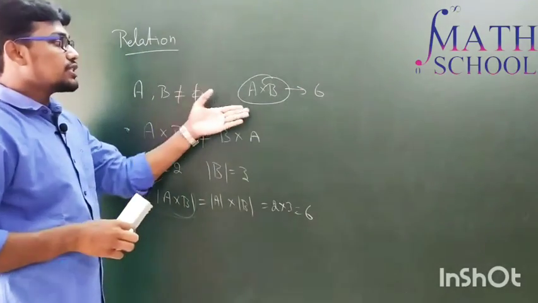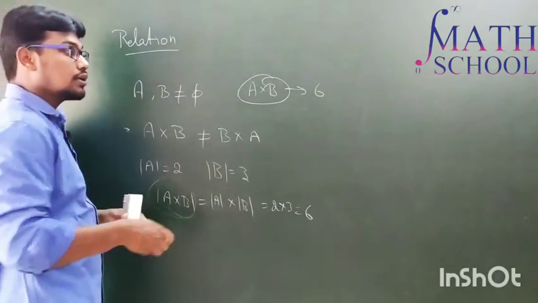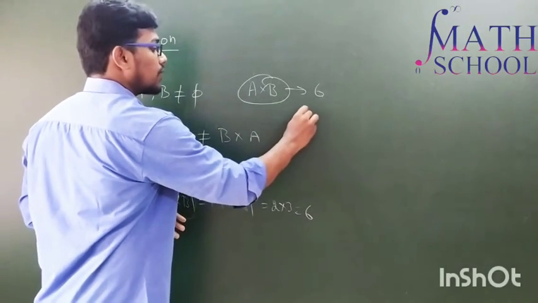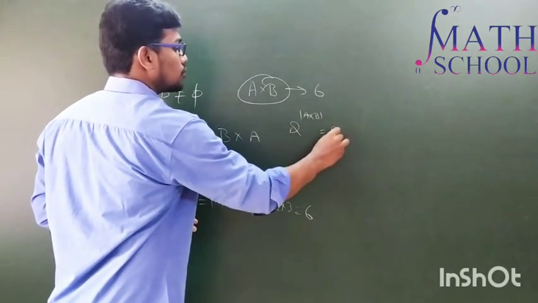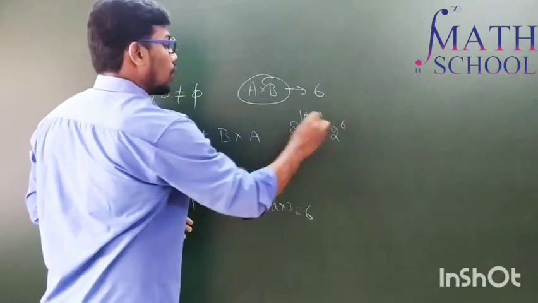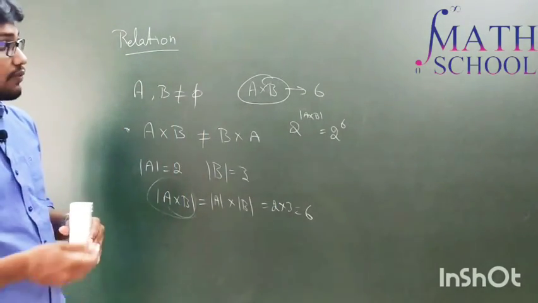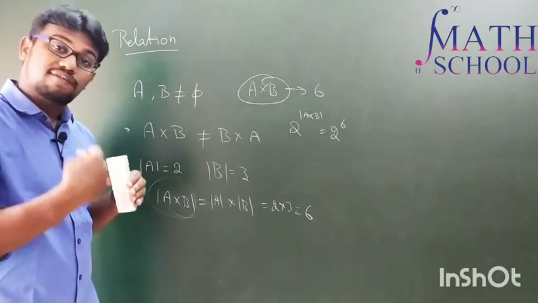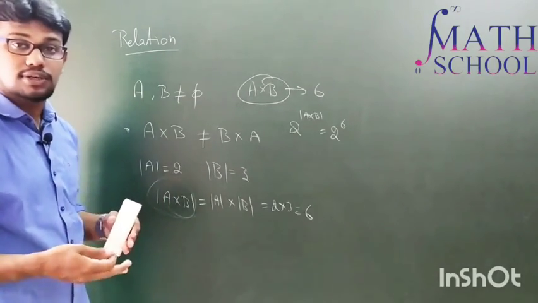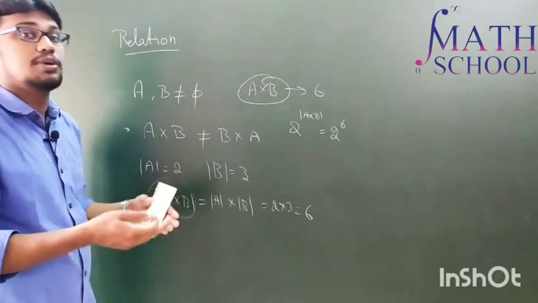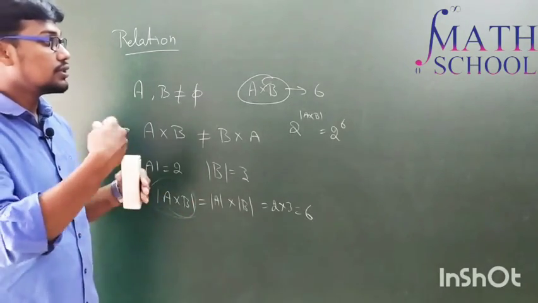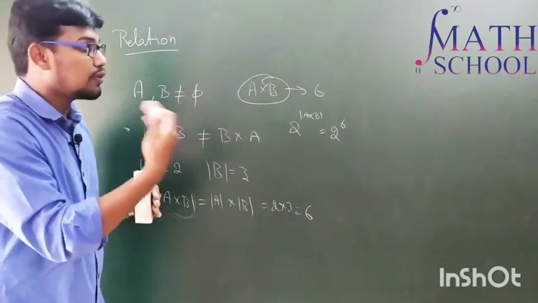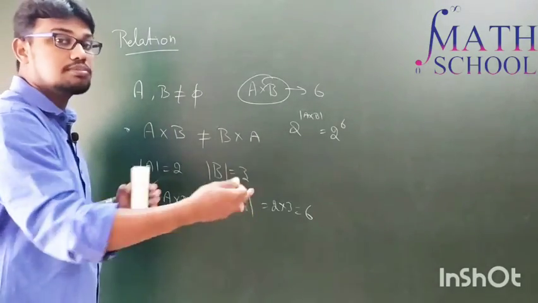So how many subsets can we define on A cross B? Yes, what is the formula? 2 to the power cardinality of A cross B, that is 2 to the power 6. So from the set A cross B we can have 2 to the power 6 subsets. Every subset of A cross B is a relation from A to B. So how many relations can we define from A to B? We can define 2 to the power 6 relations from the set A to B.